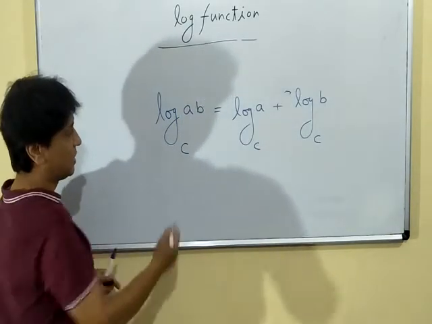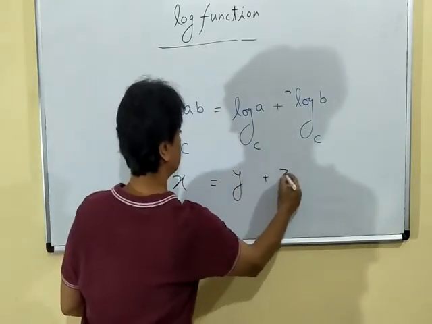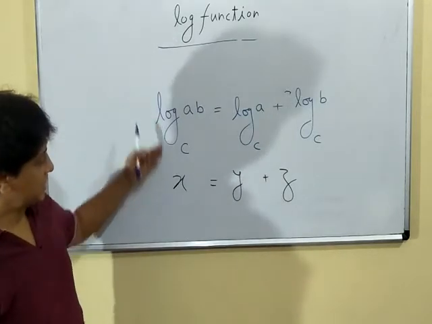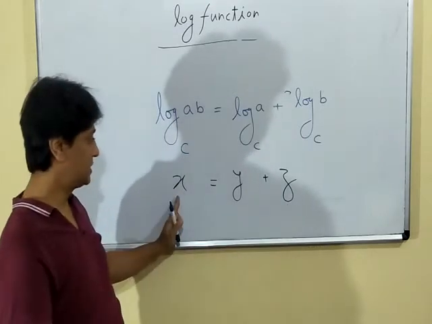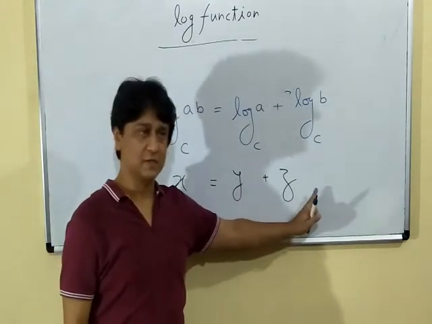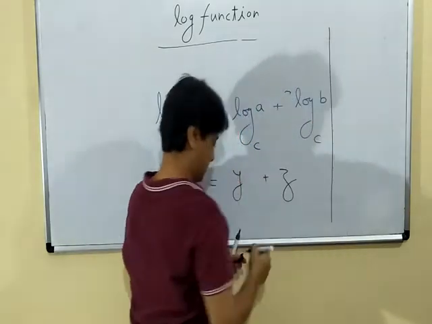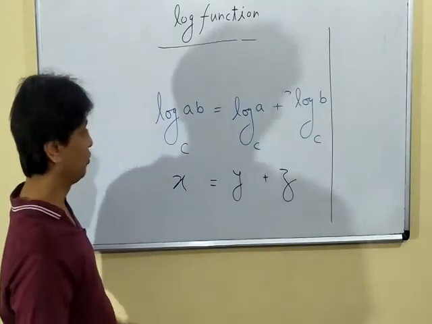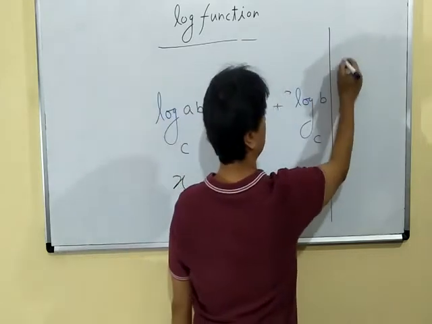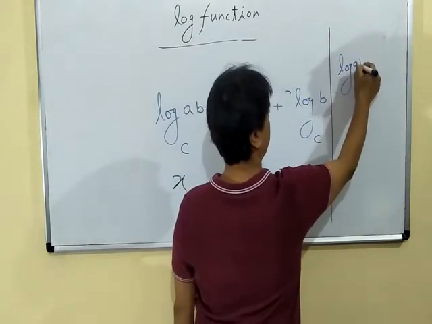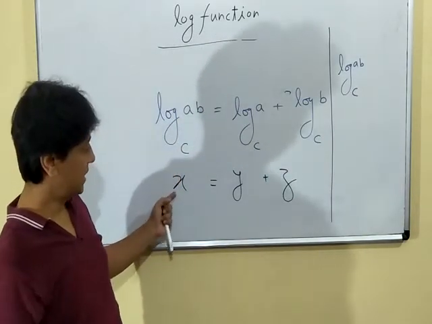Let's say left side is x and the right side is y and z. This thing is x, this thing is y, and this thing is z. We need to prove that x is equal to y plus z. अब हमने क्या क्या चीजें यहां पर अज्यूम की हैं वो देखना. Log AB base C. What is the value of that? X.